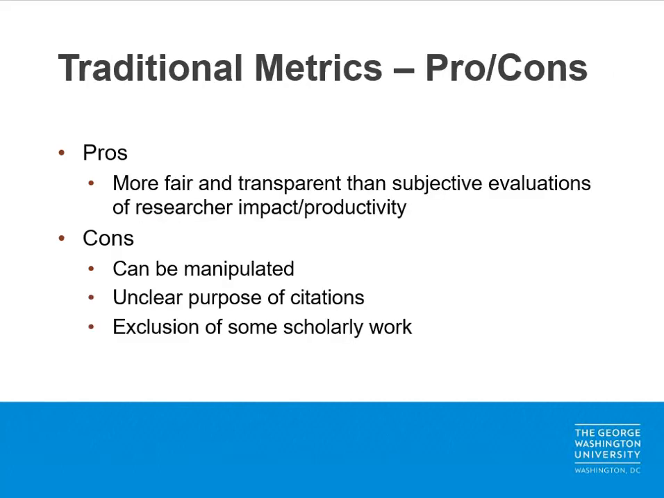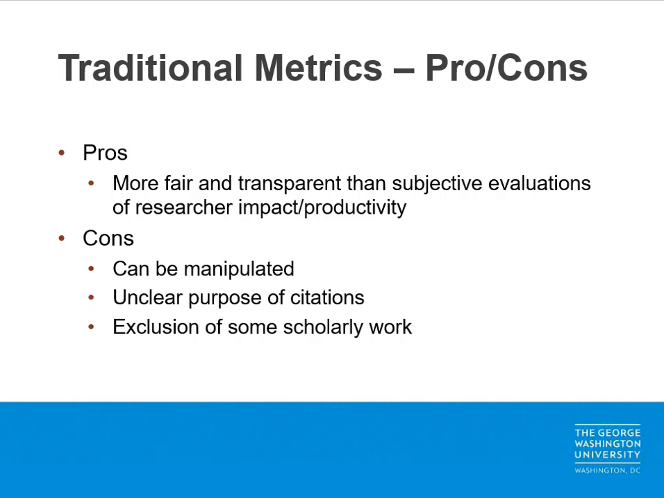There are a number of pros and cons to using traditional or citation-based bibliometrics. The main benefit of this is that it offers an objective measure of success when compared to subjective expert evaluations. It makes the evaluation process more fair and transparent. However, there are several cons to traditional bibliometrics. One of the main ones is that it can be manipulated.